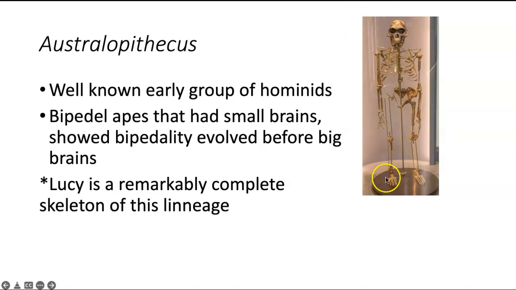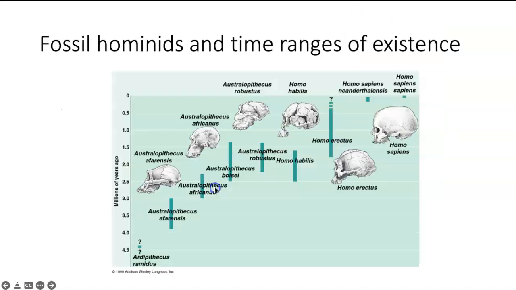So, very complete skeleton, very famous. This is a chart that shows some of the things that we will talk about. Here's us, Homo sapiens. But what you're able to do is compare, all right, the different types of brains, and look at how the skull has changed in hominids.